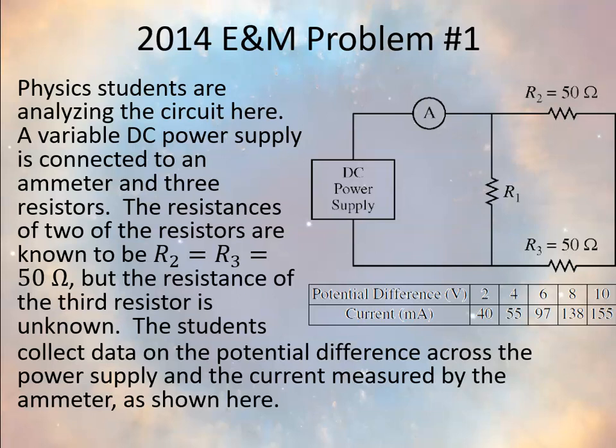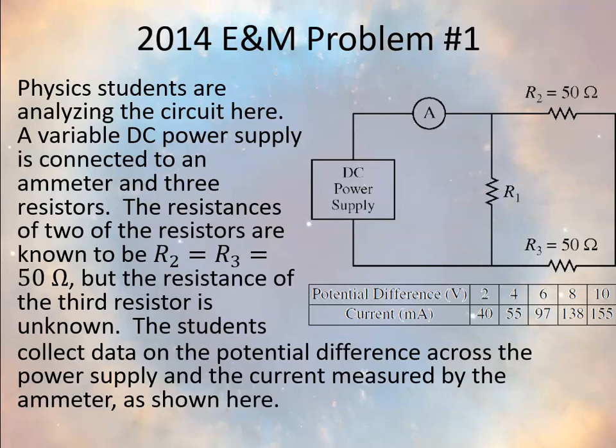Hi, welcome back everybody. In this video I'm going over problem number 1 from the 2014 AP Physics C Electricity and Magnetism AP exam. In this problem you had a setup where you had two resistors in series that themselves were in parallel with a third resistor of unknown value. And there was an ammeter measuring the current coming out of the power supply and a variable power supply.